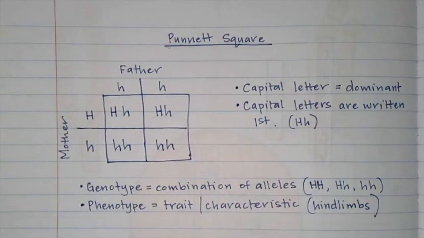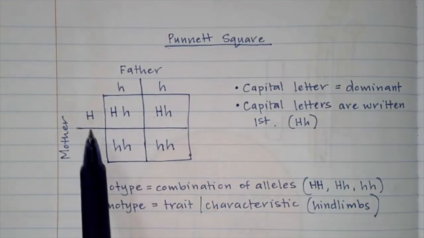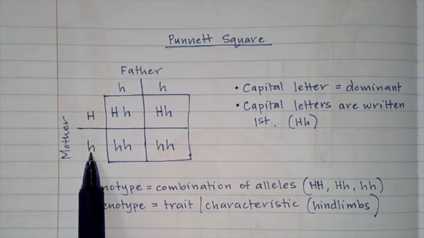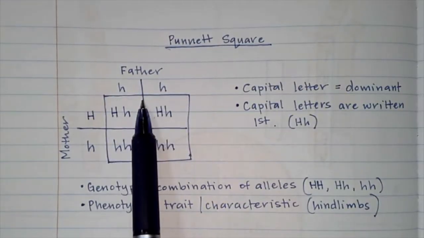So looking at this, we've got our mother and our father. We've got mother is a heterozygote. She has one of each type of allele. And the father is a homozygote. His alleles are the same, but he's a homozygote recessive because he has two recessive alleles.